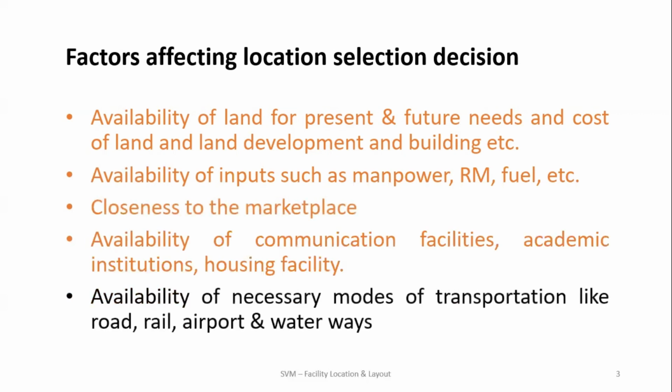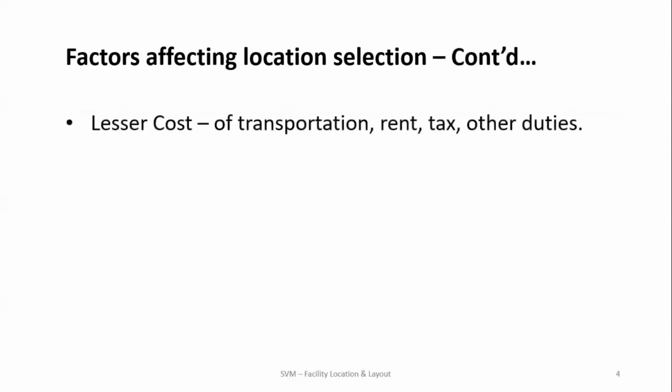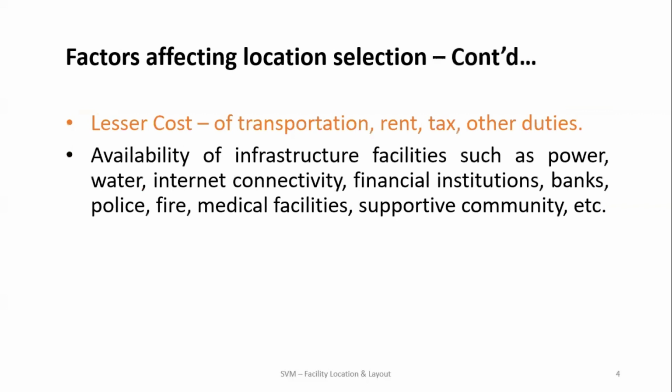Availability of necessary modes of transportation like road, rail, airport, and waterways. This is not only for our material transportation, it is also for our employees to move around. They should have the facility available nearby. Lesser cost of transportation, rent, tax, and other duties. Availability of infrastructure facilities such as power, water, internet connectivity, financial institutions, banks.